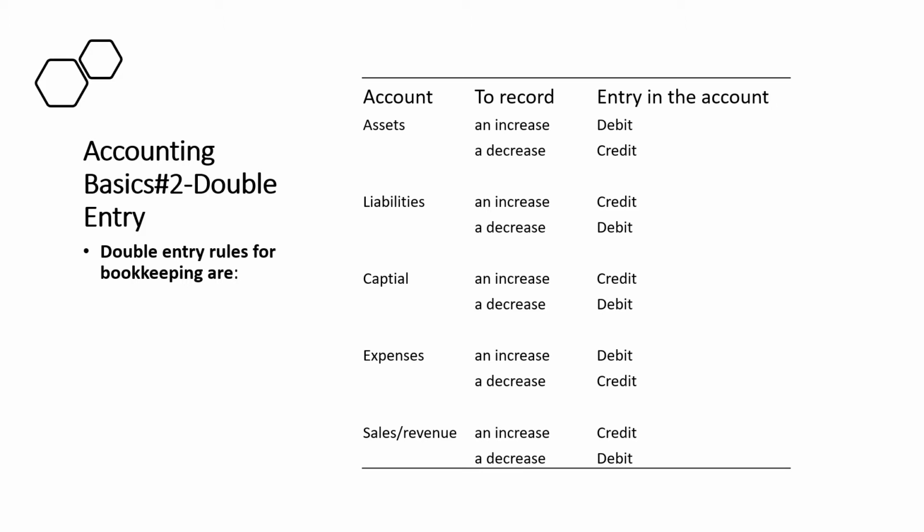Double entry rules for bookkeeping are: Assets. To record an increase, we need a debit entry. A decrease, a credit entry. Liabilities. To record an increase, we need a credit entry. A decrease, a debit entry. Capital. To record an increase, we need a credit entry. A decrease, a debit entry. Expenses. To record an increase, we need a debit entry. A decrease, we need a credit entry. Sales or revenue. To record an increase, we need a credit entry. A decrease, a debit entry.